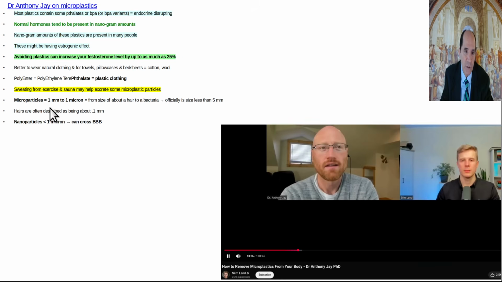Again, microparticles are typically 1 millimeter to 1 micron. I know officially they're going to say 5 millimeters to 1 micron, but in real life, you need a working memory trick that can get you to function equivalently. So for microparticles, 1 millimeter to 1 micron is a good way to remember them. For nanoparticles, remember 1 micron or less. And the easy way to remember that is with the size of a mitochondria.